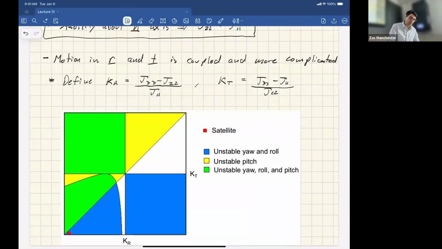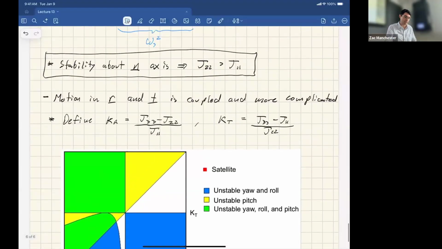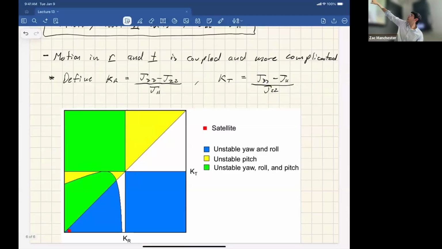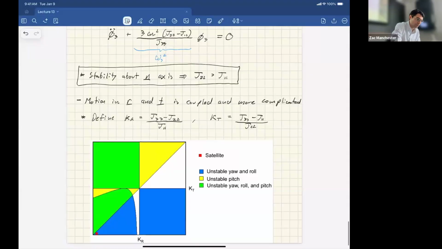Okay, so in terms of these Kr and Kt, we already have this condition up here that J22 has to be bigger than J11. And then in terms of the other inertia elements, we define this Kr, Kt thing. And if I plot stability in this Kr versus Kt plane, the white regions on this plot are stable. So you need the inertia to live in this area or this area. And if it's in any of the color regions, it's got instability in one or more directions. So I didn't want to drag you through that. It's not that insightful, I feel like. But that's the end result.